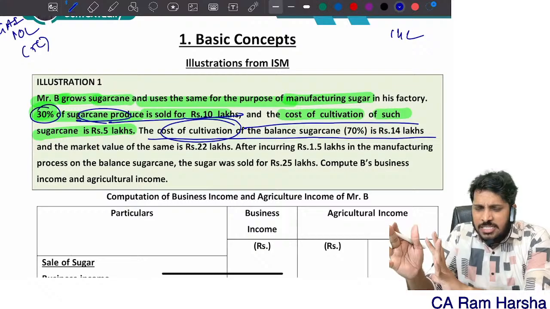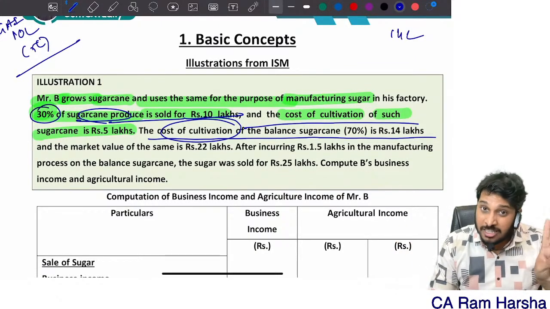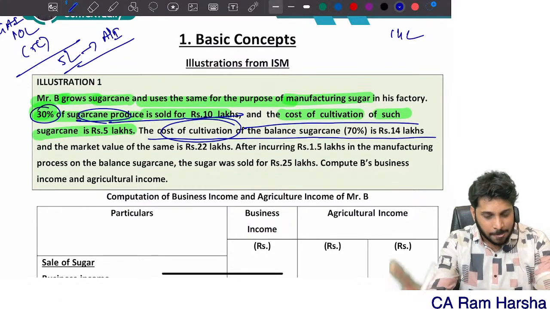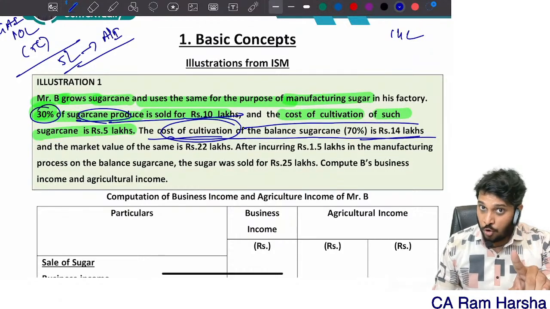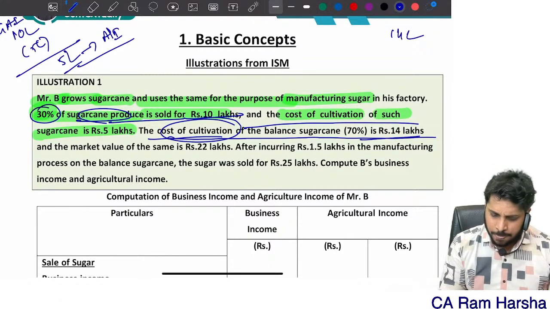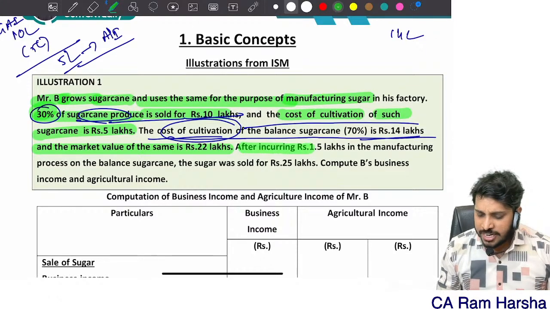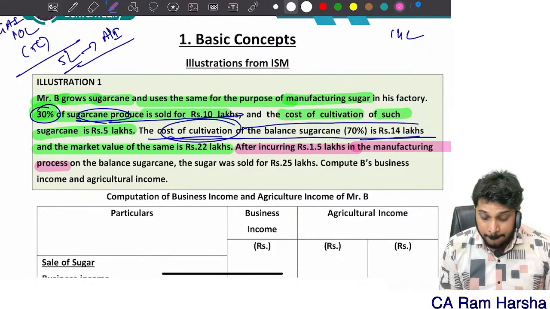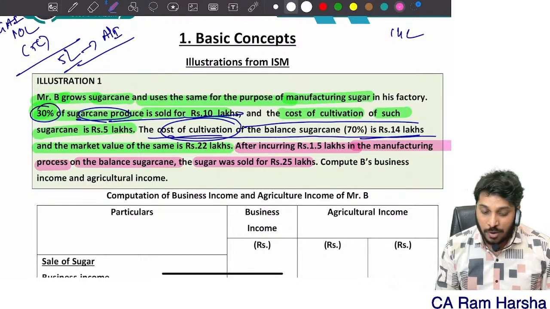What about the balance 70% sugarcane? 30% sugarcane is sold directly for 10 lakhs. For that, 5 lakhs cultivation is there. So how much is agriculture income? 5 lakhs. Clear? Now the cost of cultivation of balance sugarcane is 14 lakh. Okay, what did he do with that? The market value is 22. After incurring 1.5 lakh in the manufacturing process on the sugarcane, sugar was produced and sold for 25.